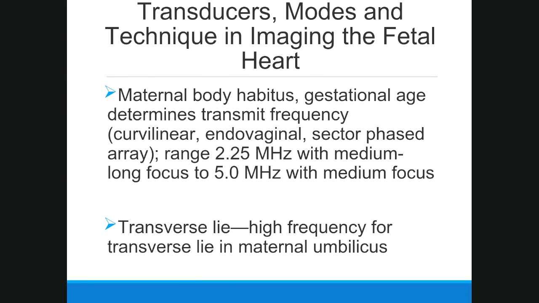The transverse lie: if a fetus is in a transverse lie, it's almost always that their heart is directly underneath the mom's belly button. And as you know, that can create a pretty dense shadow because you don't have direct contact with the skin when you're imaging in the belly button. So what you can do is actually take an endovaginal transducer, fill the belly button full of gel, and try to image the fetal heart through mom's belly button.